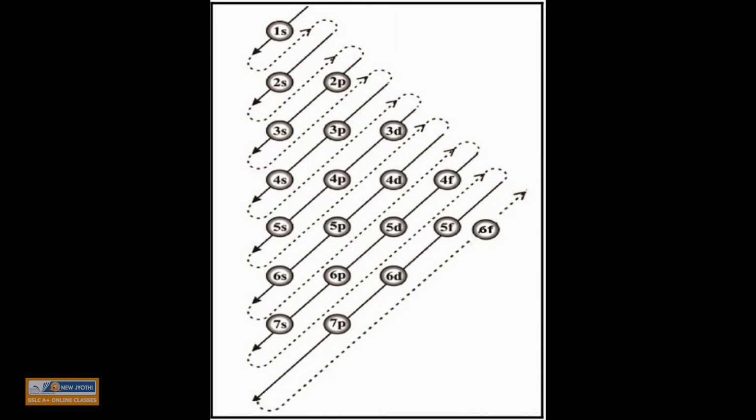This can be easily remembered by using the Aufbau order. So look at the picture. The order is maintained as such. In the first row you can see 1s, second row 2s, 2p, third row 3s, 3p, 3d, and it is the order of filling electrons in the subshells. So using this, how to write the subshell-wise electronic configuration of elements?